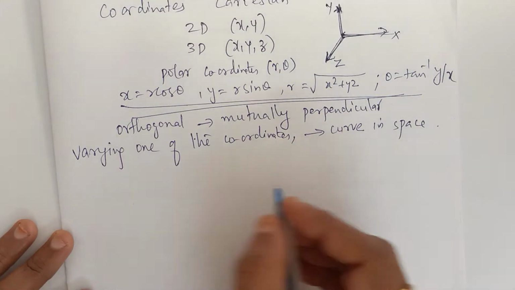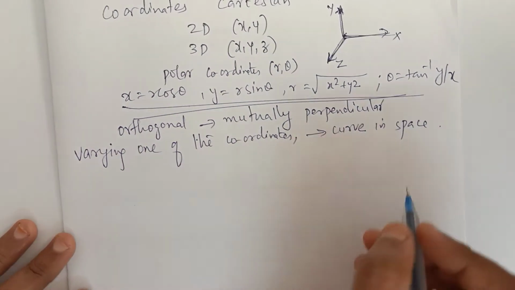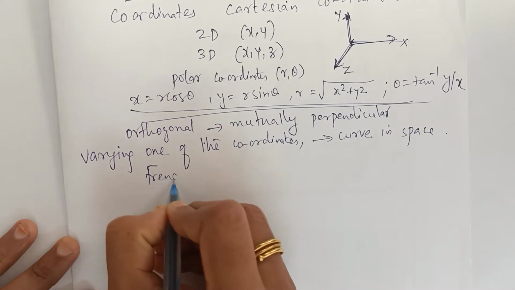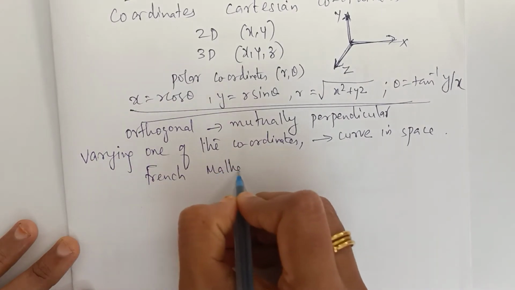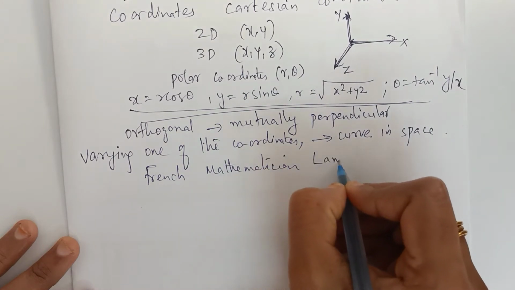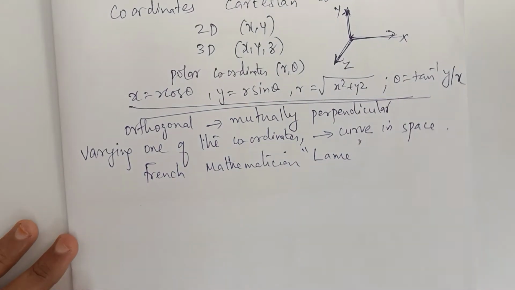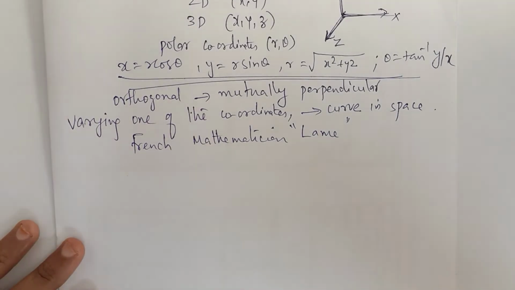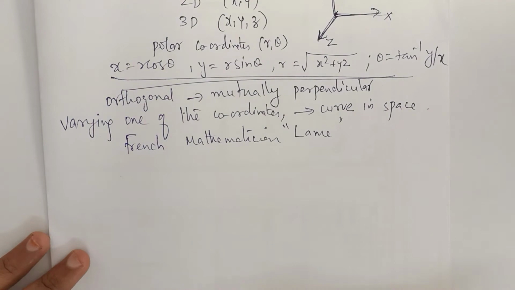The term curvilinear coordinates was coined by a French mathematician named Lame. So we were talking about coordinate axes, Cartesian coordinates, etc. When we talk about this curve, what can we say about that curve? Let us see how we are going to get the curves.